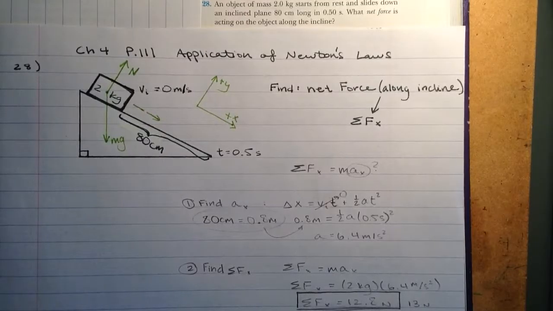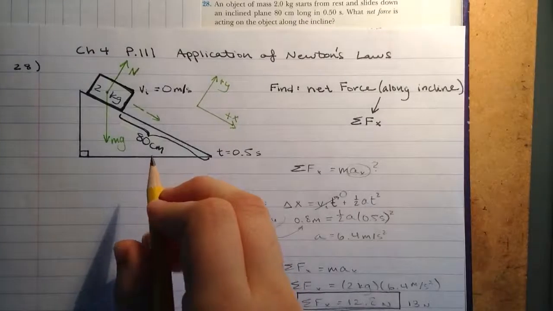Okay, so this is number 28 from Chapter 4. The problem says, an object of mass 2 kilograms starts from rest and slides down an inclined plane 80 centimeters long in 0.5 seconds. What net force is acting on the object along the incline?